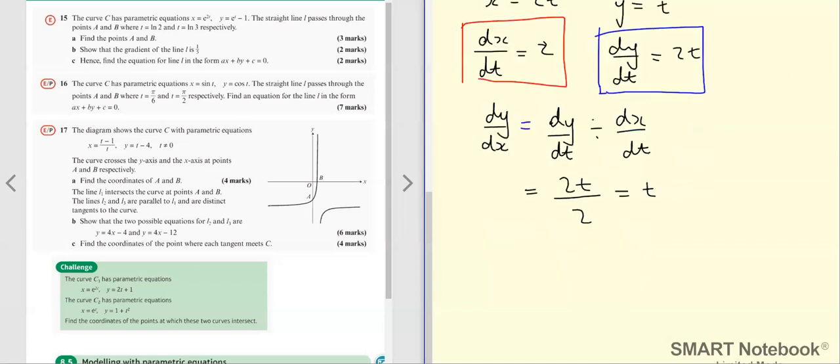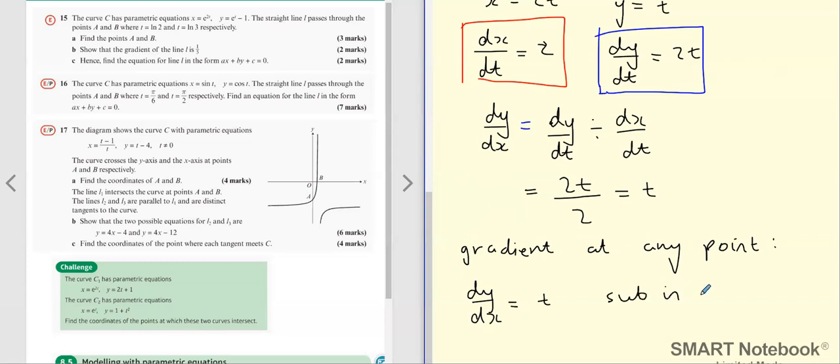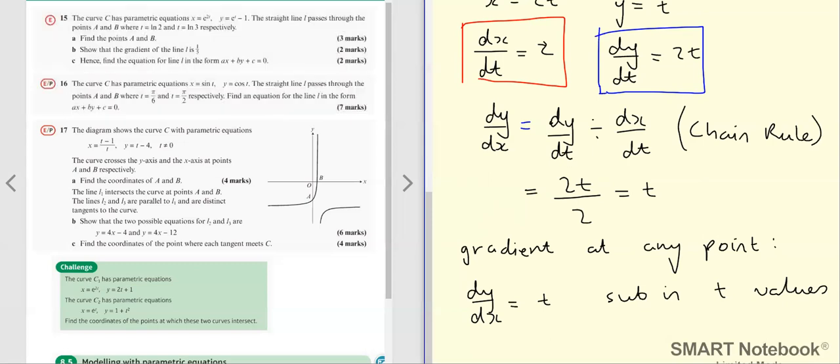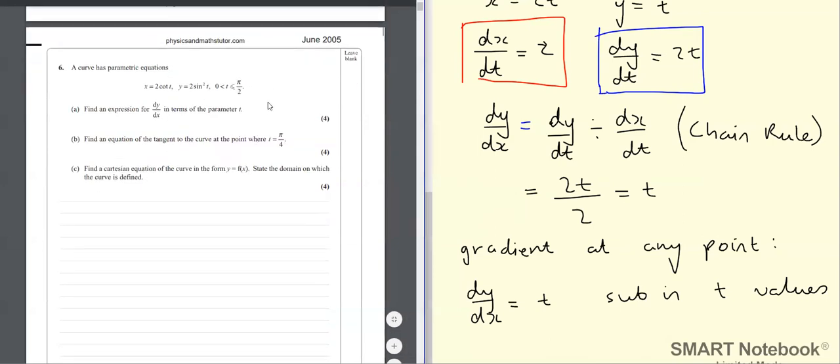And now, if I wanted to work out the gradient at any point, I would have to use dy by dx equals t and sub in t values. And that would give us a gradient at any given point. Okay, does that make sense? Are we happy with that? So this was just using the chain rule. It's not anything new that we are using. Is anyone confused? Would anyone like me to go over anything? All right, so I am going to start you off on exam questions on this straight away.